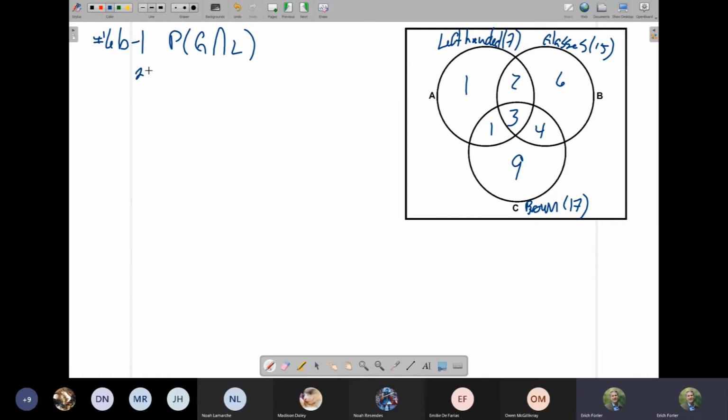Part 2 asked for choosing a left-handed person who wears glasses or has brown hair. So probability of glasses or brown hair. So it's a union because we're looking at an or. And part 3 says choosing a person who has brown hair and wears glasses or a left-handed person who has brown hair. So this one's a little more complicated.